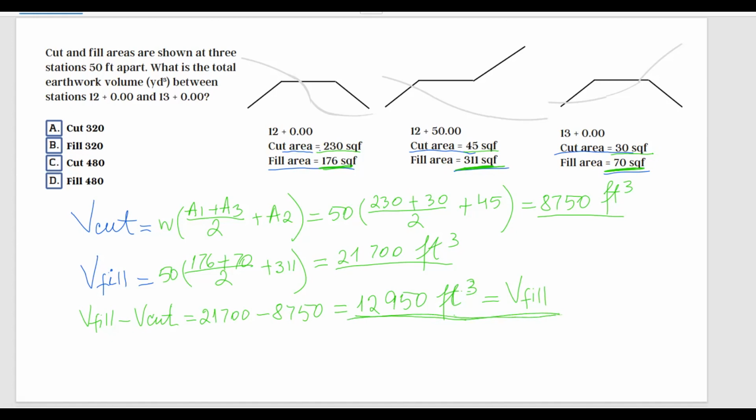So this is our correct answer. So this 12,950 cubic feet is the volume that needs to be filled. We have to also transform this into yards cubed. So we'll just divide this by 27, and this is going to give us a volume to be filled of 480 yards cubed. So the correct answer is D. We need to fill 480 cubic yards.